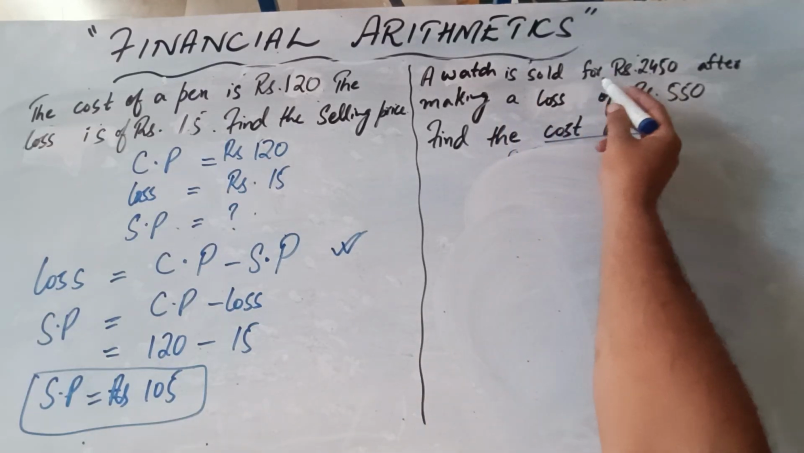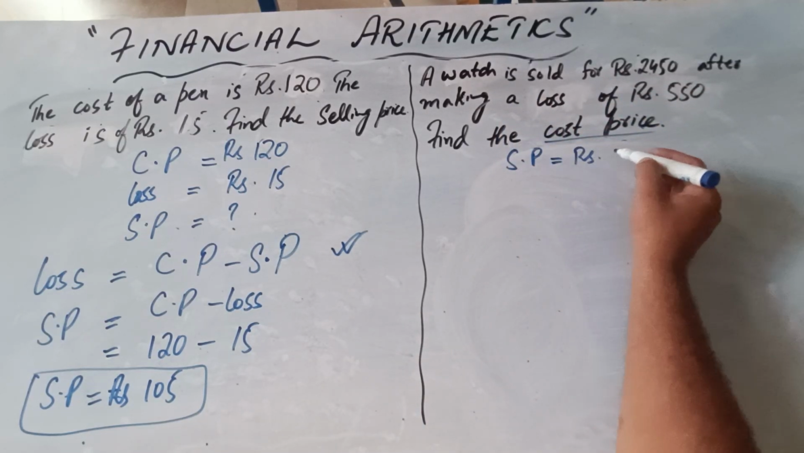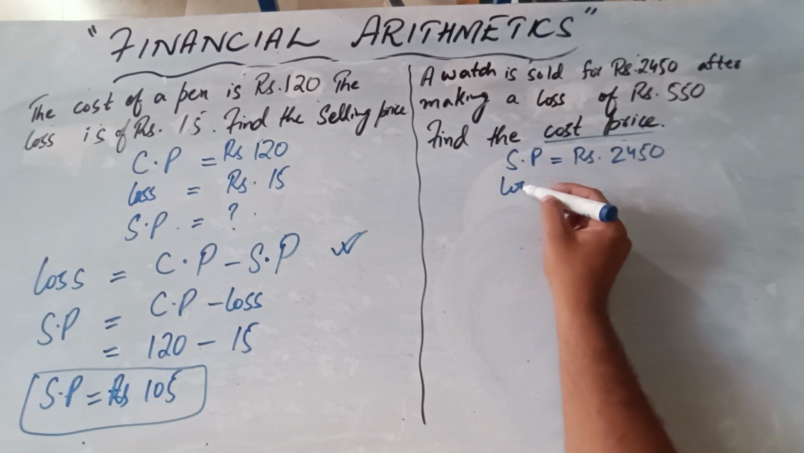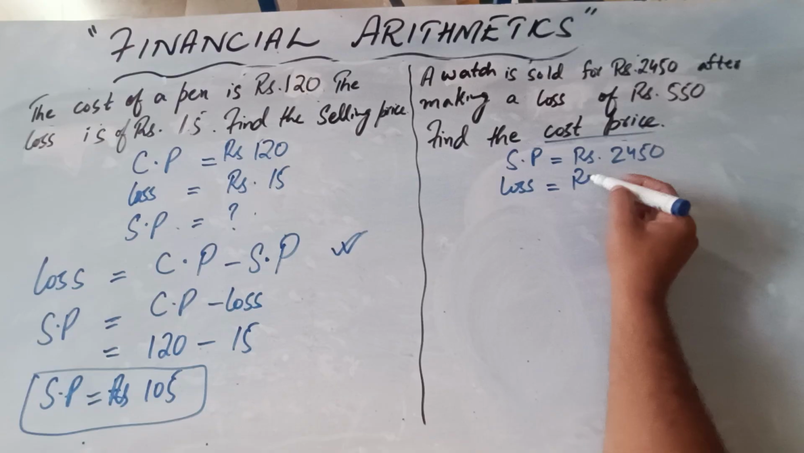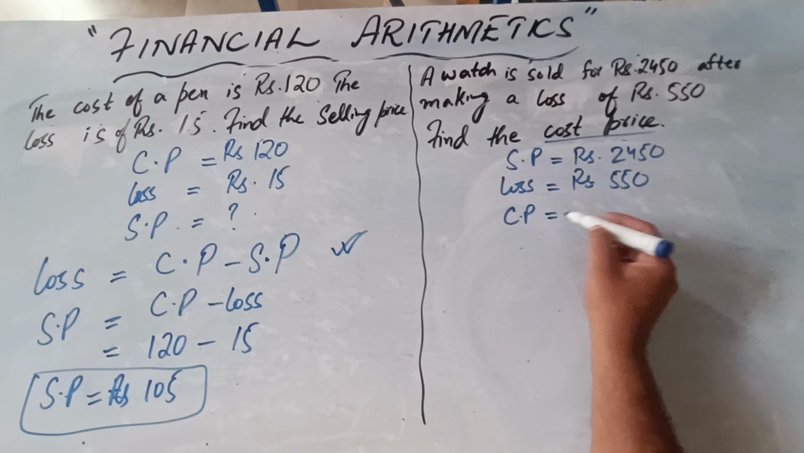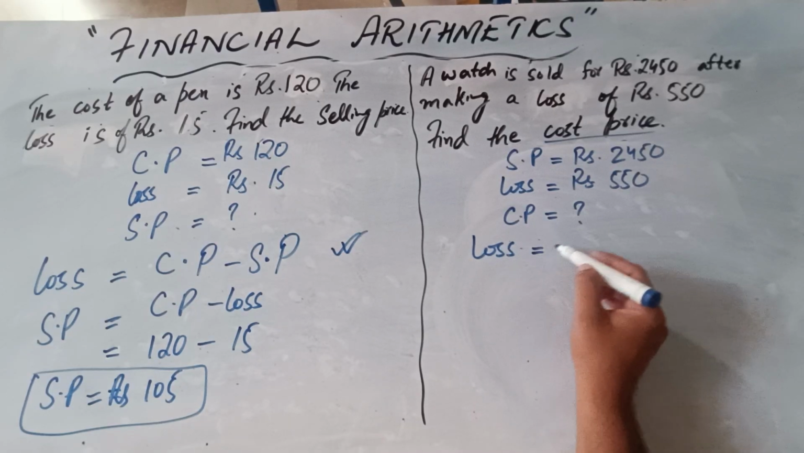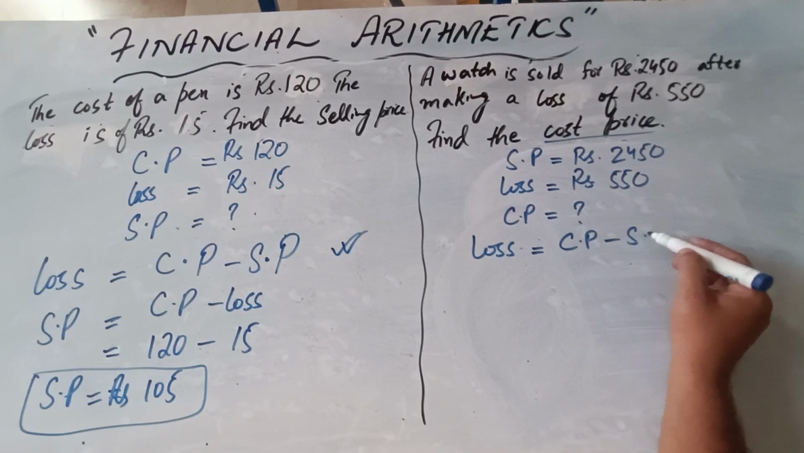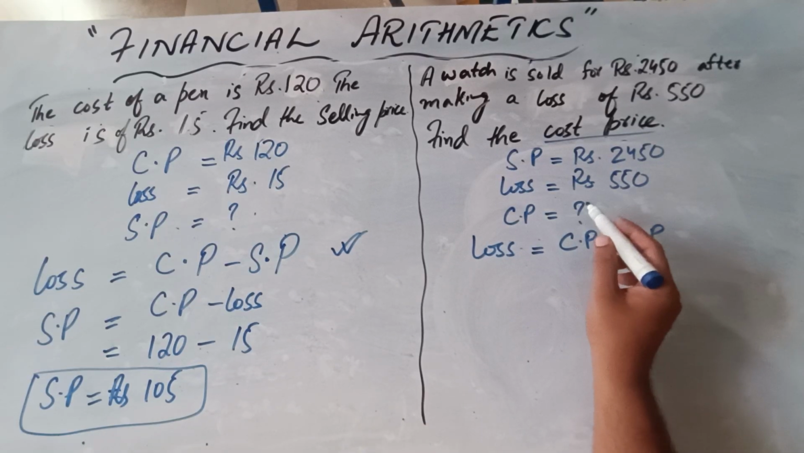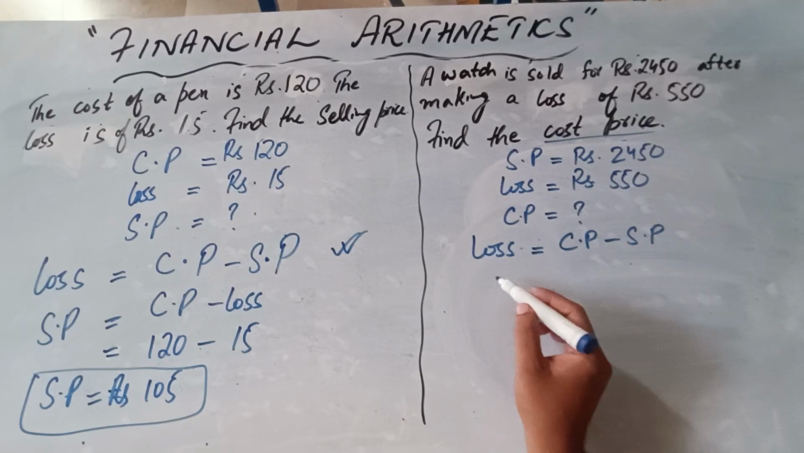A watch is sold for rupees, sold for means selling price, rupees 2450, after making a loss. He is making a loss of rupees 550. Find the cost price. Now we need to find cost price again. Loss is equal to cost price minus selling price. We write down the same formula again. Now we need to isolate cost price, so SP will go over there.